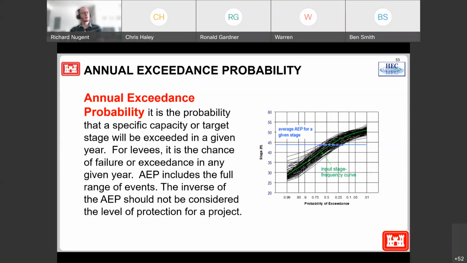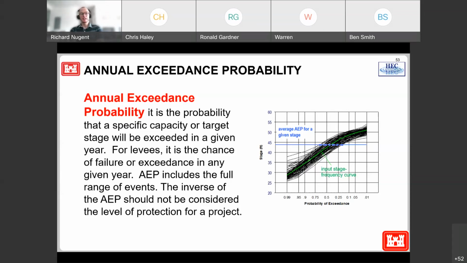So we want to basically identify a target stage. The target stage could be the stage at which a levee is overtopped. It could be the stage at which significant damage occurs. And then we want to know what is the probability that that stage will be exceeded in any given year. And that is the annual exceedance probability.